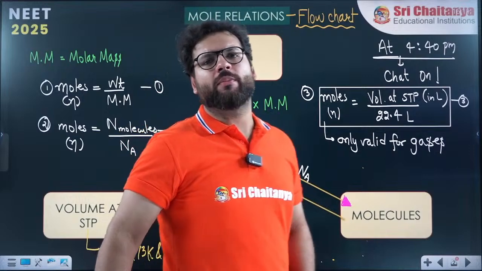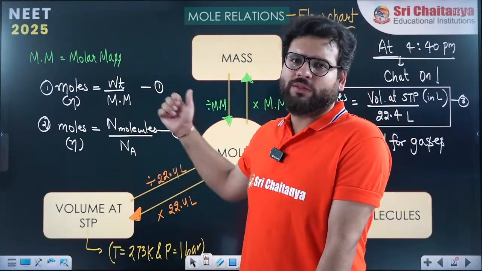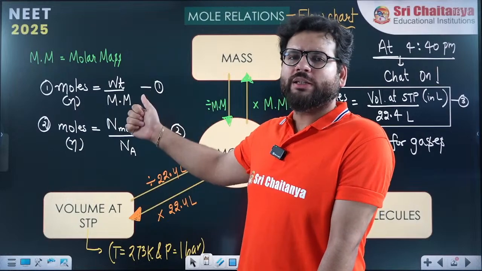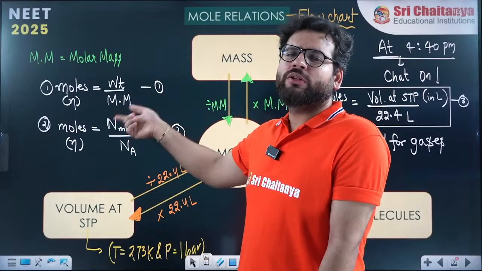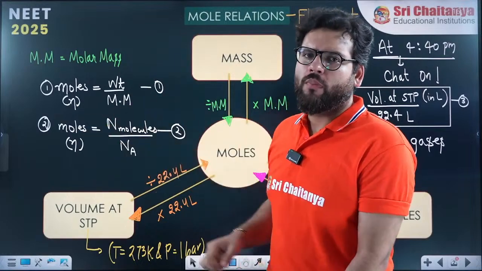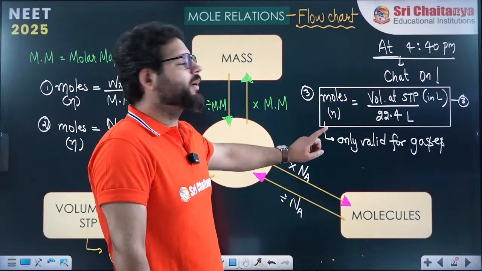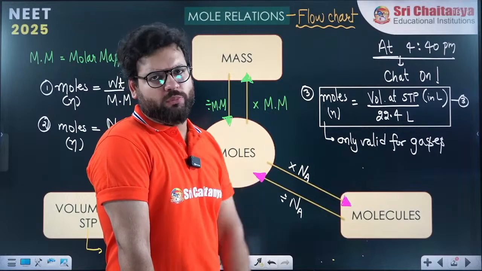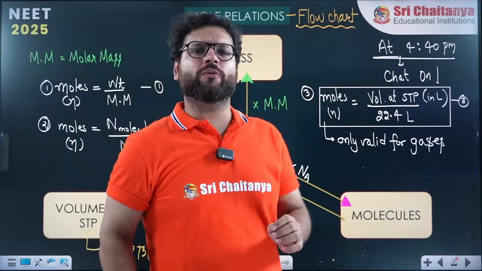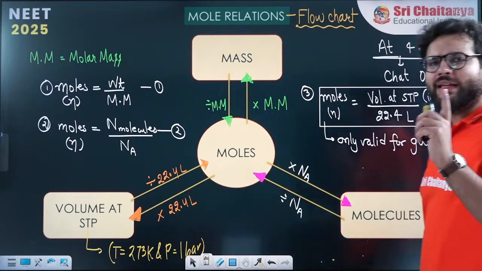The formulas: mass given by molar mass is moles. Second, given molecules by Avogadro number is moles. Third, if it is a gas, given volume by 22.4 liter is also moles. I hope all of you are clear with these formulas. Now we'll move to the next page and show you one sample problem.